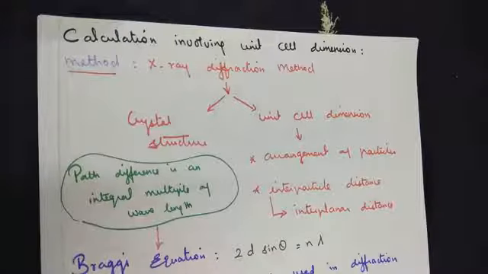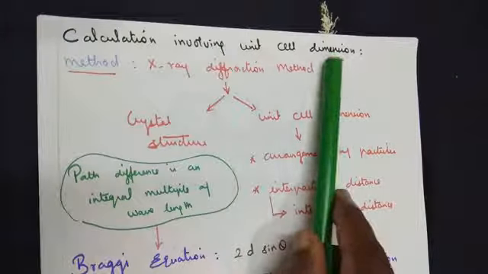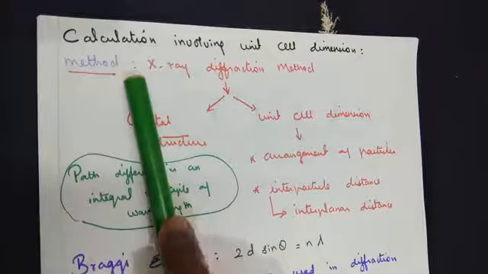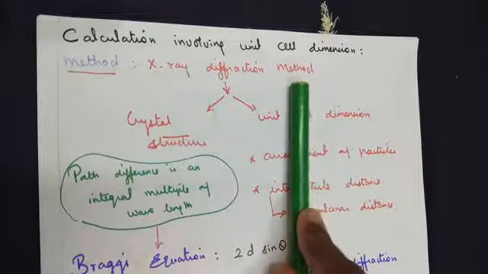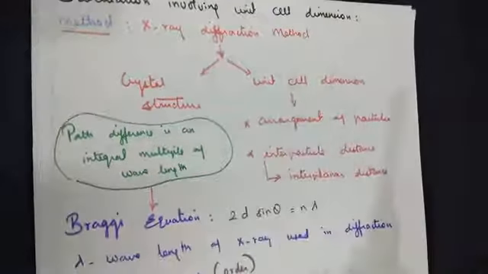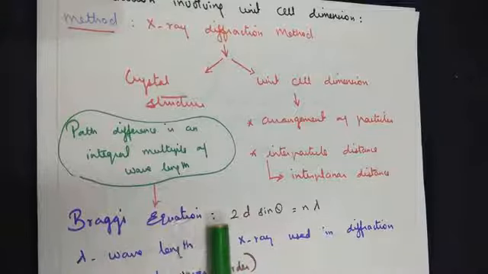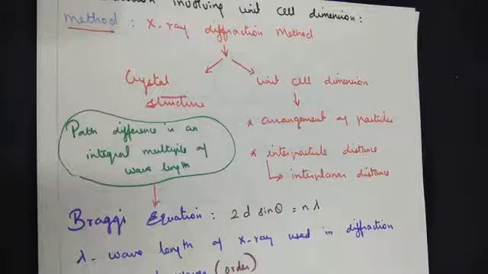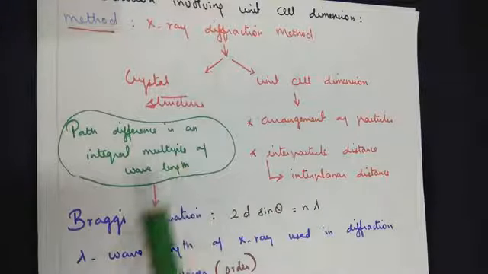Good wishes, dear students. The concept you will be learning in today's class is calculations involving unit cell dimension. The method used to know the unit cell dimension is the X-ray diffraction method, which is based on Bragg's equation, which states that 2d sin theta is equal to n lambda, that is, the path difference is an integral multiple of the wavelength.